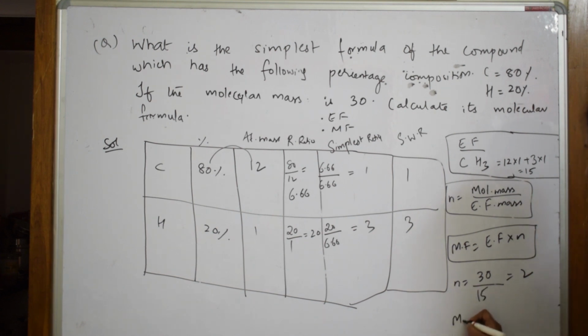Now I'm going to calculate the molecular formula. That is, how much is the empirical formula? I got CH3 into 2. This is 2. That means carbon will become, the molecular formula finally is, carbon is C2. Hydrogen is 3 twos are 6. That's it. This is how we are going to calculate.